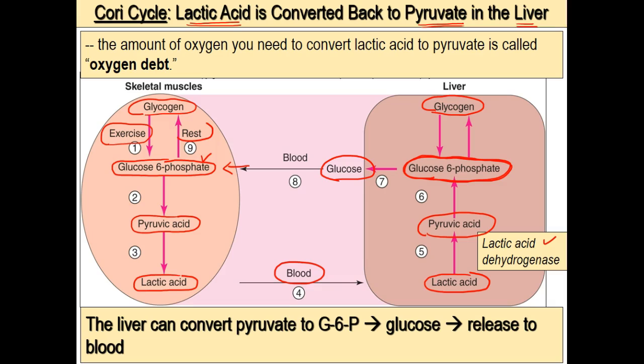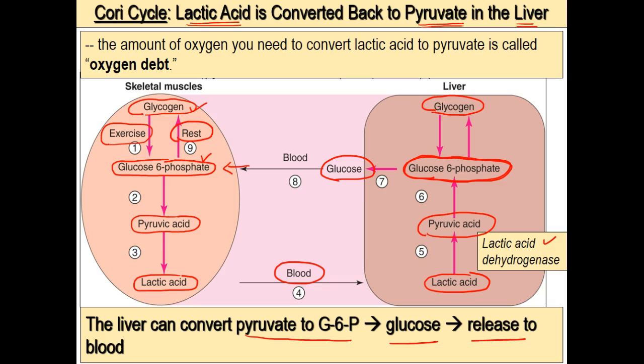And when you are at rest and in an anabolic state, glucose 6-phosphate will be used as a precursor to make glycogen for storage again in skeletal muscle. But the important thing here, and this is known as the Cori cycle, is that the liver can convert pyruvic acid to glucose 6-phosphate and then into glucose. Okay, and glucose can be released into the bloodstream.